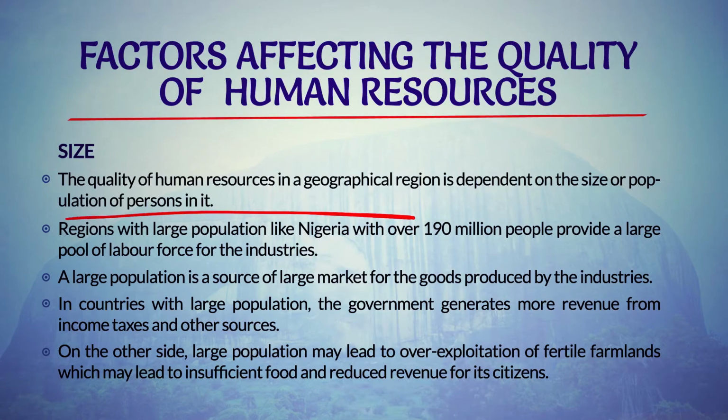Let's take a look at them one after the other. One of the factors that affects the quality of human resources in a country is size. The size of a country or the population of the country can affect how resources are used. Countries with large population, like Nigeria, that has a population of over 190 million, can have a large effect on the availability and management of its environmental resources. Also, the size of a country can determine the size of its labor force. The government of a country can also generate revenue from taxes billed on the citizens of that country.